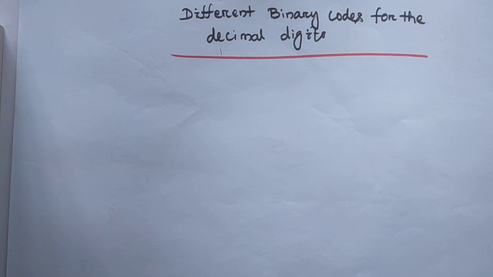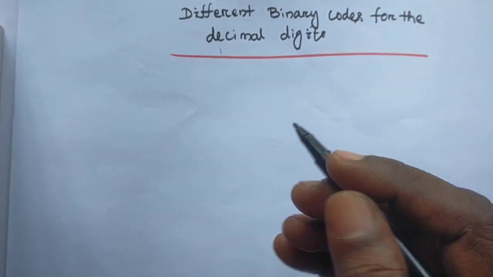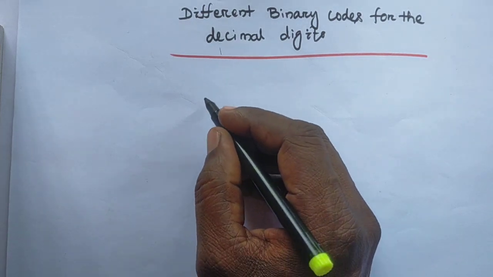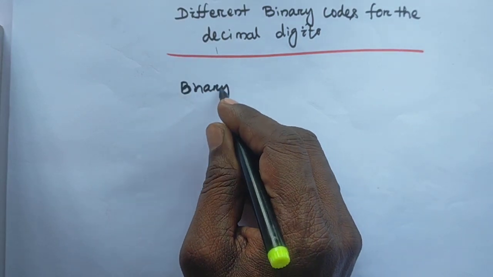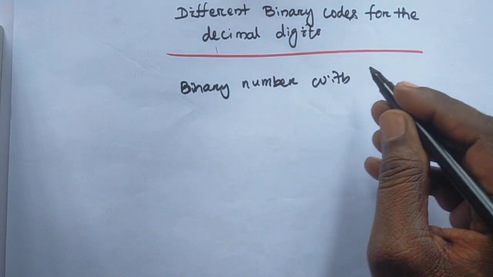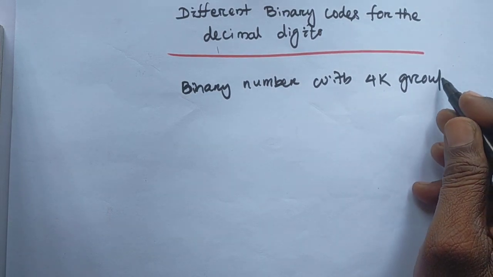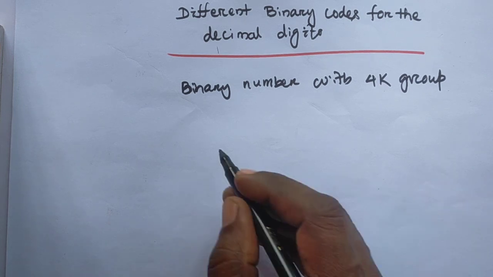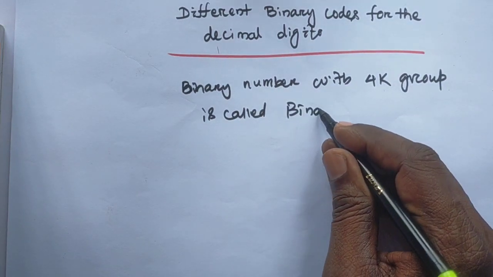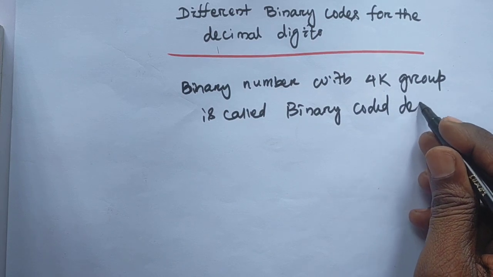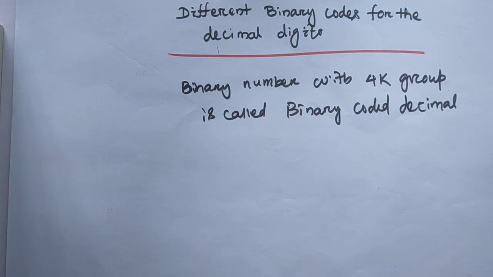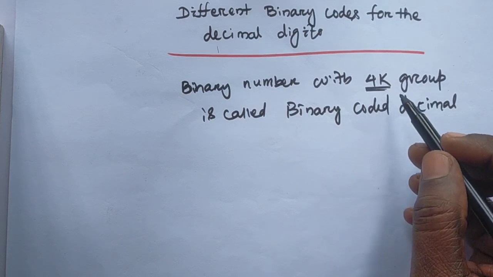That means when a binary number is coded with certain bit groups, particularly 4k bit groups, a binary number with a 4k group is called a binary coded decimal. That means whenever we analyze a certain number of groups, that is 4k groups.